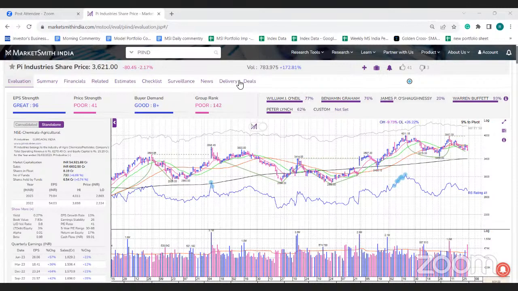The 50 DMA has been breached. Only the 200 DMA is there, which is not breached. So let the stock reclaim those levels, and also the RS rating is on the lower side. It is 41. Let the stock improve on RS rating also. If the stock outperforms in the market, then definitely the RS rating will improve, otherwise it will not. So for that to happen, the stock has to break out and move higher and higher. But there is still a long way to go to the pivot, still another 9% to break out.